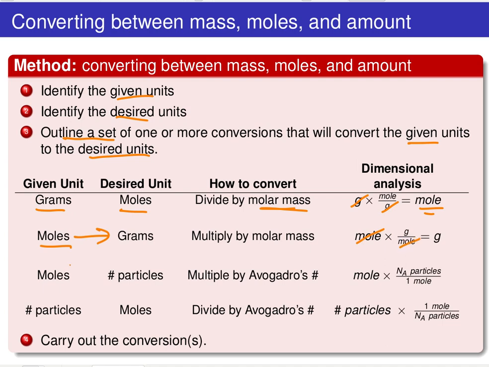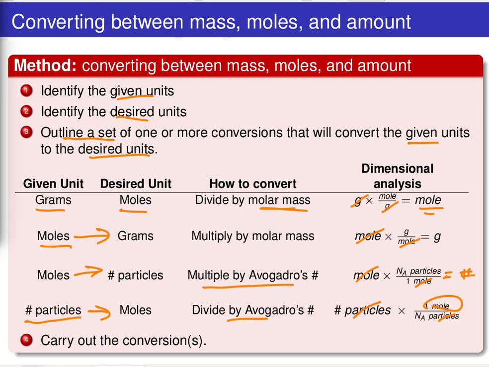Now, if we start off with the number of moles and we want to count individual atoms or molecules, a number of particles, then we are going to be multiplying by Avogadro's number, Na. And remember, Avogadro's number tells us how many particles are in 1 mole. So we carry out that conversion and we end up with just the number of particles. Conversely, if we start off with the number of particles and we want to end up in the number of moles, then we're going to be dividing by Avogadro's number, so that the number of particles cancels out and we will be left in units of moles.